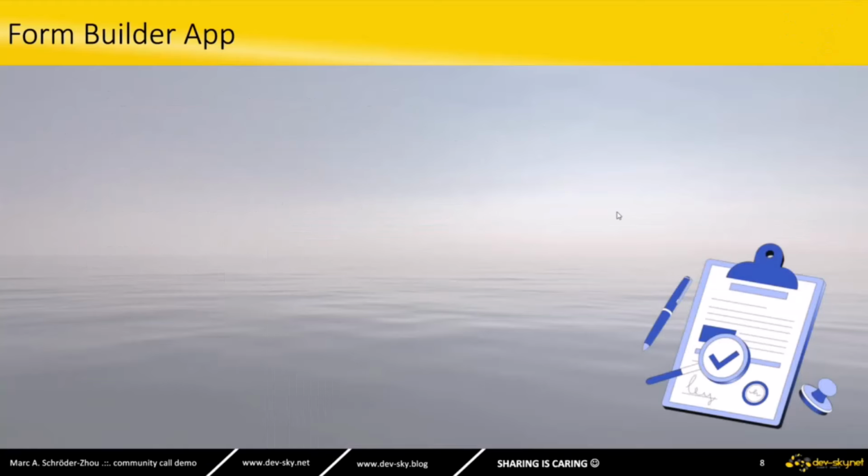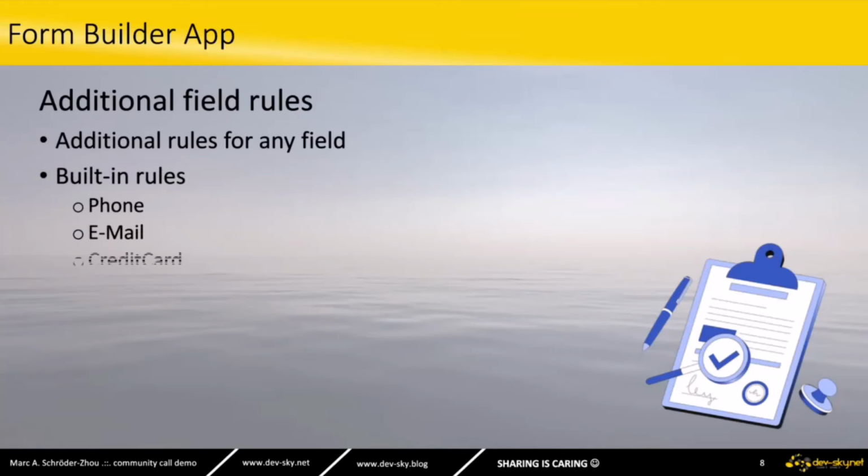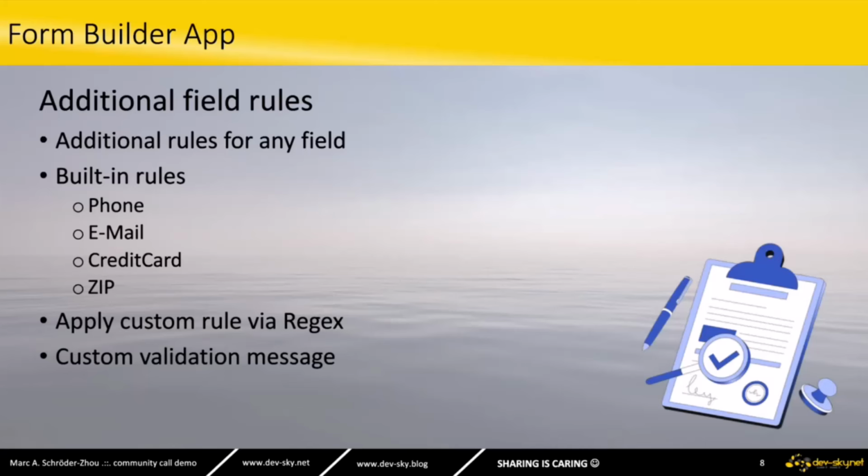Behind the built-in required field rules, it is possible to define custom validation rules for fields. There are some built-in validation rules, like for phone numbers and zip codes, that you can use directly. Furthermore, you can apply your own regex to do more complex validation logic. For each validation, it is possible to define a custom validation message.